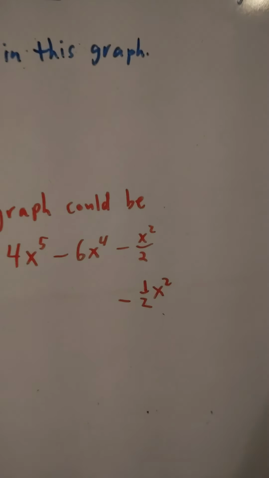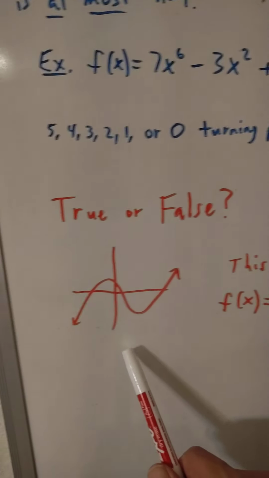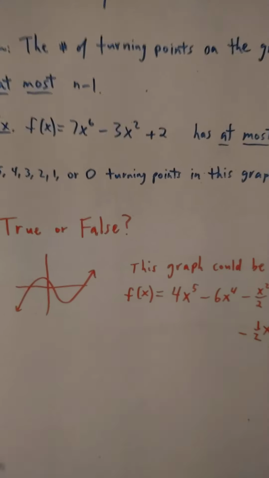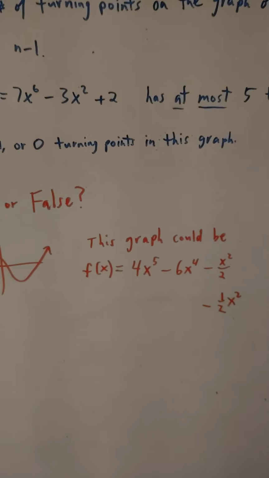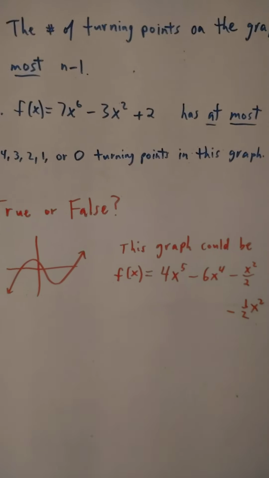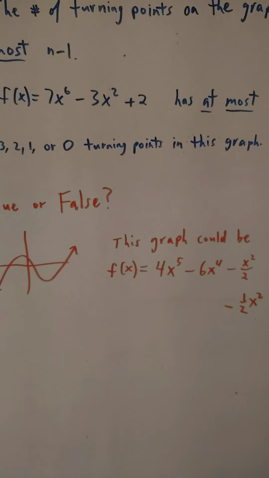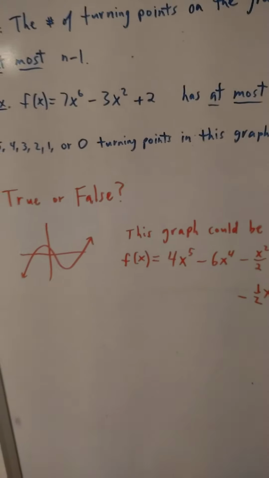So, could this polynomial function give this graph? Well, how are we going to find out? How are we going to figure that out? Let's think about these three ideas that we are familiar with now. Let's think about end behavior. Let's think about the number of turning points. And what's the other one we want to think about? Well, it'll come to me later.